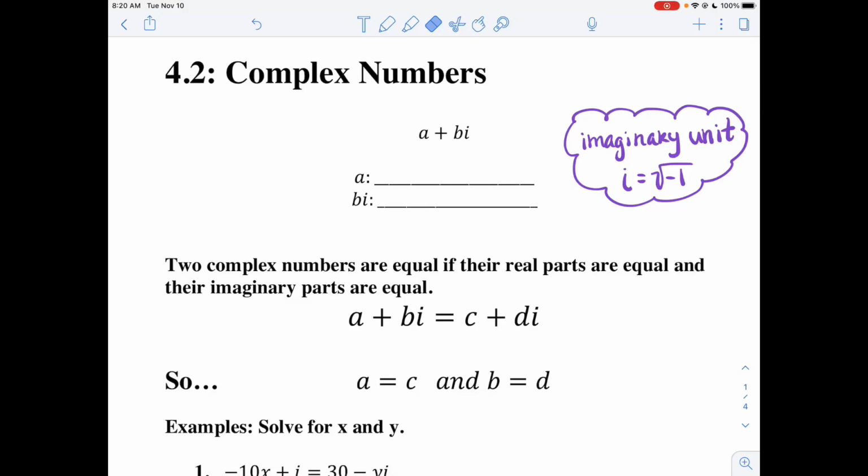Hi everyone, and welcome to Lesson 4.2, Complex Numbers. Complex numbers are made up of two parts.